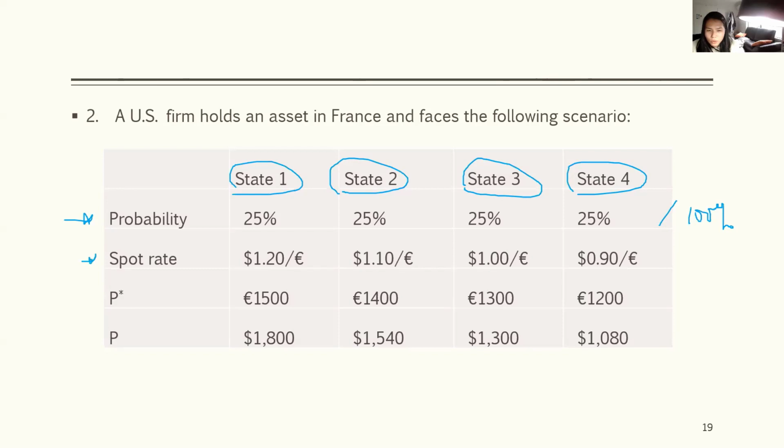We're given the spot rate for each of these scenarios. And we are also given the foreign value of the asset. So this is the euro. Finally, the question helps us compute the domestic value of the asset as well, okay? So we've got S and we've got P, which means that we can compute the beta coefficient for this question. Okay.